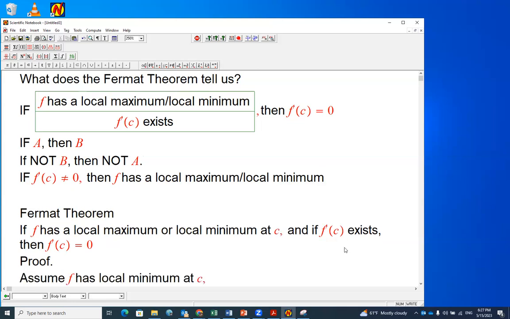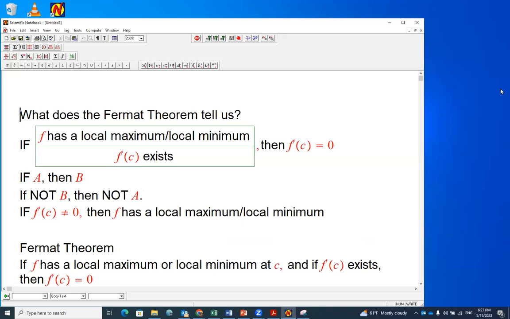And this also gave us the reason. Fermat's theorem does not tell us where we can find the local max or local min, but it tells us how to find the candidates where we can find them, which is that the derivative must be 0. The derivative must be 0 in order to find a local max or local min. And as a result, we understand the critical number definition.